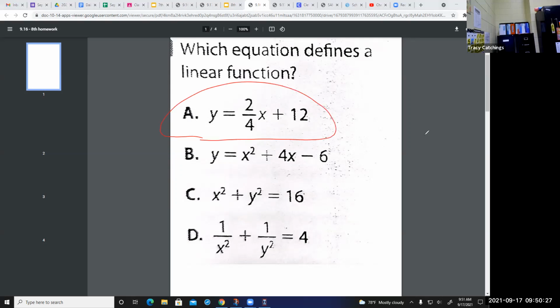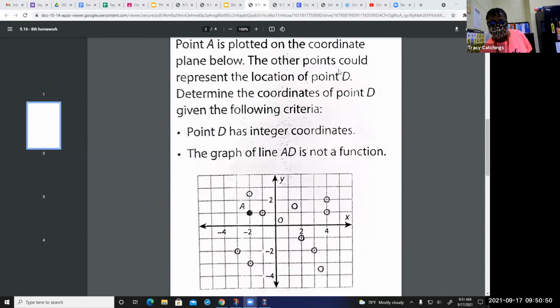Right, so we said A. She said these others had exponents. That'll work. Question. Wait, let me write something. You could have said it had exponents. For D, you could have said the variables at the bottom. So remember, it can't be at the bottom if it wants to be linear. Good job. You can drop it down.